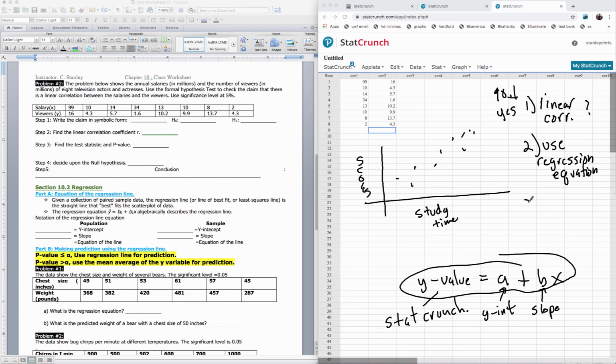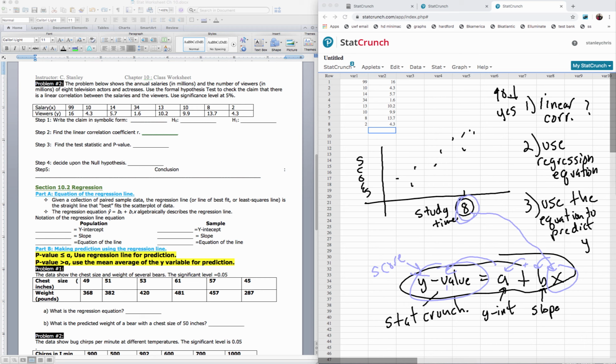In StatCrunch we'll find that. And the third thing is we're going to use that equation to predict y's. So somebody could come and say, hey, I studied 8 hours. Okay, well, what do I do with that? You go to StatCrunch and you get your equation. Let's pretend StatCrunch gave me this, and you plug the 8 into the x, multiply it by the b, add the a, and that's going to give you the score that you're predicting the person to get. Okay?